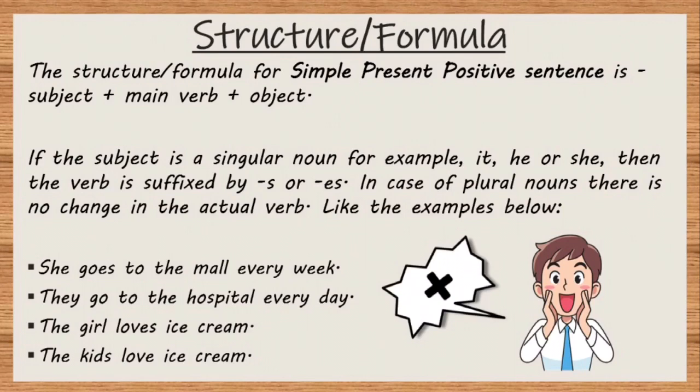Structure or formula. The structure or formula for simple present positive sentence is subject plus main verb plus object. If the subject is a singular noun, for example, it, he, or she, then the verb is suffixed by s or es. In case of plural nouns, there is no change in the actual verb, like the examples that are shown. She goes to the mall every week. They go to the hospital every day. The girl loves ice cream. The kids love ice cream.